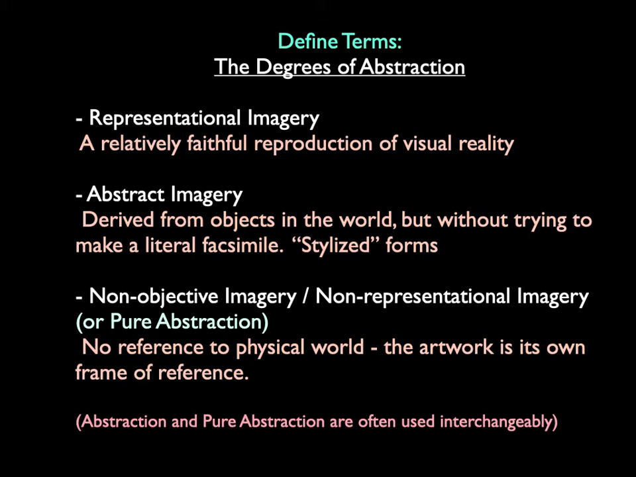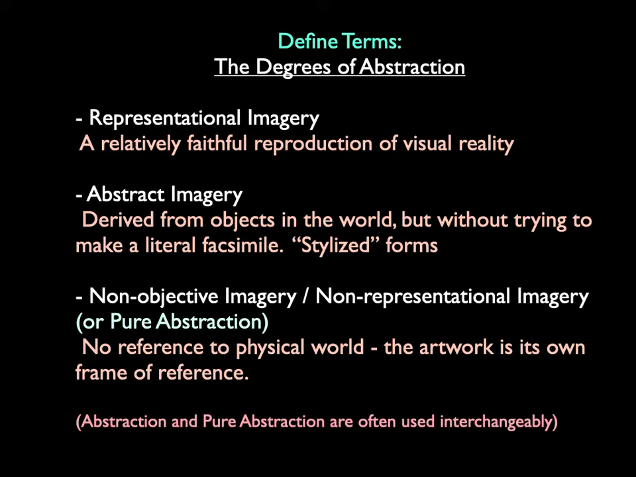But if you rearrange the shapes and forms and colors enough, eventually what you have left over doesn't point to any single thing that exists in the physical world. And that's when something crosses over into the world of pure abstraction, often referred to as non-objective or non-representational imagery. This is imagery that has no reference to the physical world. The artwork becomes its own frame of reference rather than pointing to something else. And this is the essence of what we'll be talking about today, which is pure abstraction.